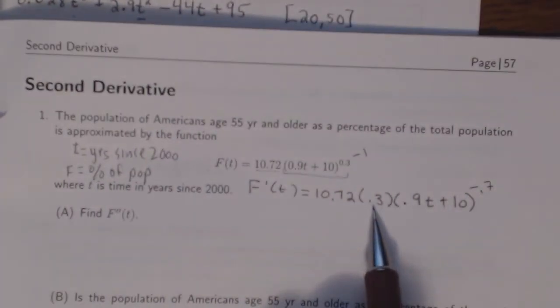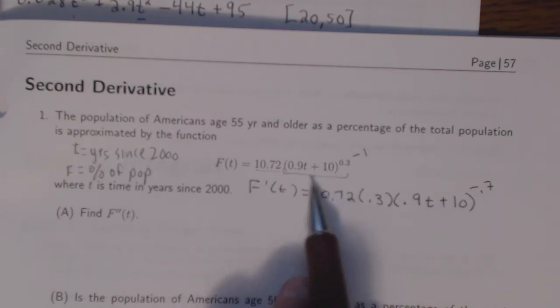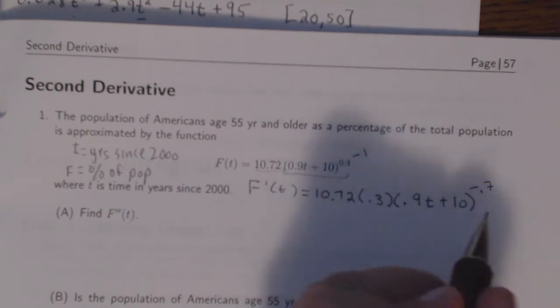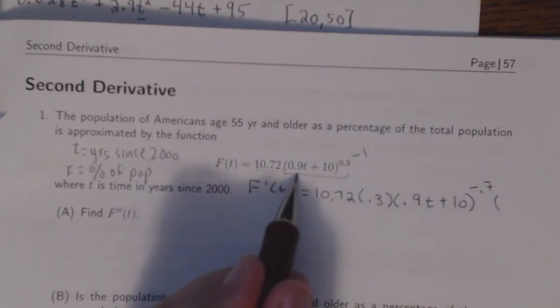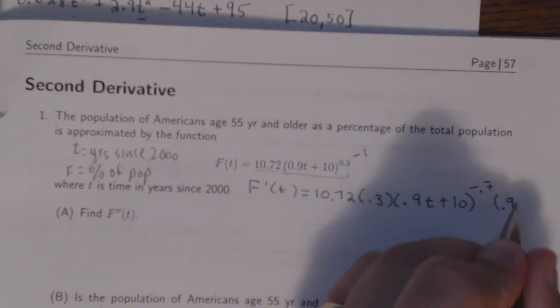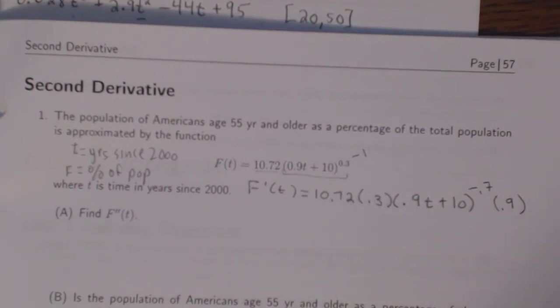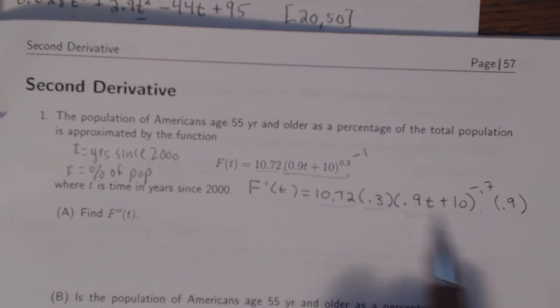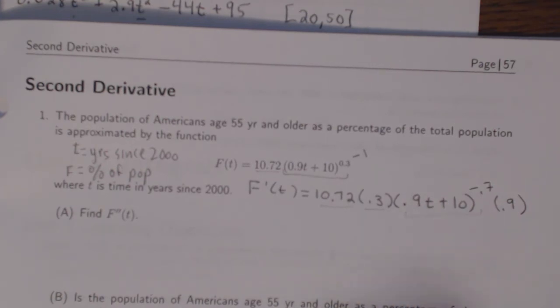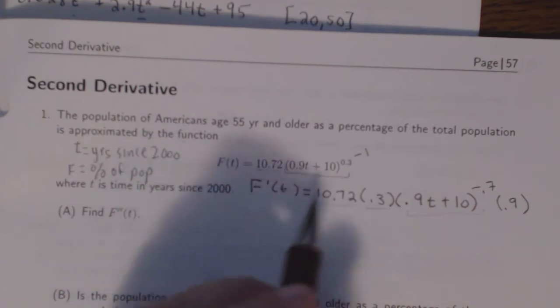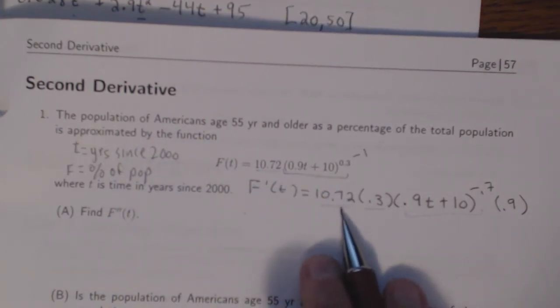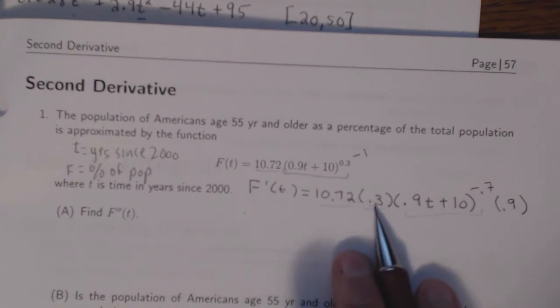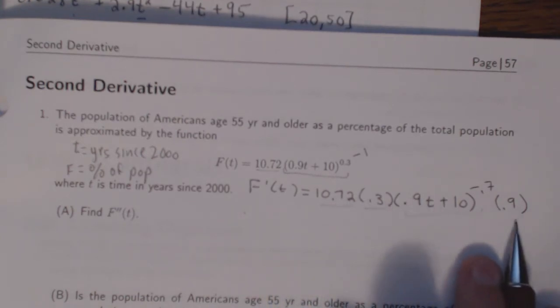So that chain rule is the derivative of the outside, 0.3 times this to the negative 0.7, times the derivative of the inside, which is 0.9. So that's the first derivative. So we have this times this times this times that. And I'm highlighting this because you can at this point use Excel and clean this up. What would you do though? You would multiply these constants, 10.72 times 0.3 times 0.9, and you get one number.